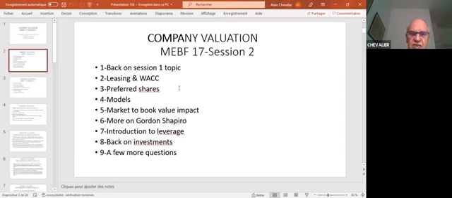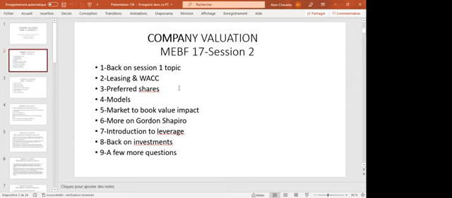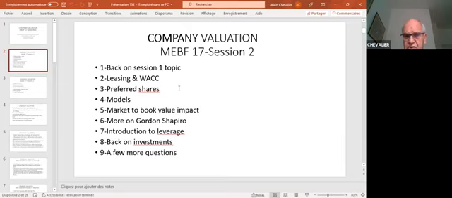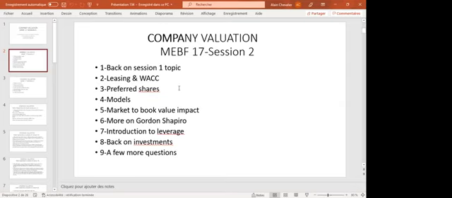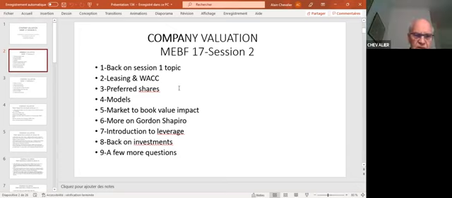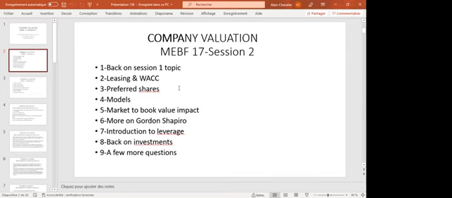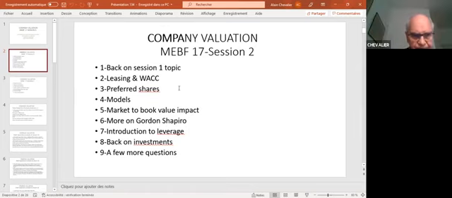We went through a summary of different models, discussed the market to book value impact, and brought more on Gordon Shapiro with some calculation. We skipped point 7 and point 8, but went into detail on a large amount of the questions in point 9. We have 2 slides there, and we studied the majority of these questions. But that is what we did up to now.